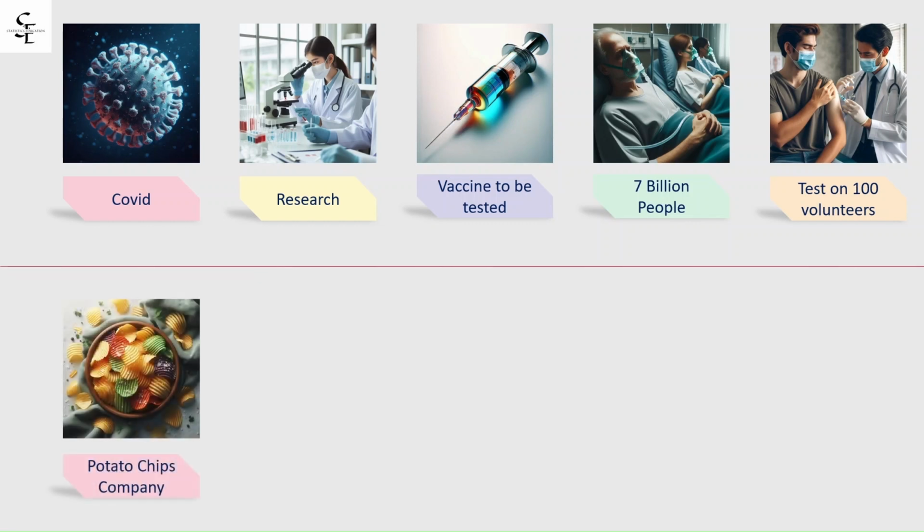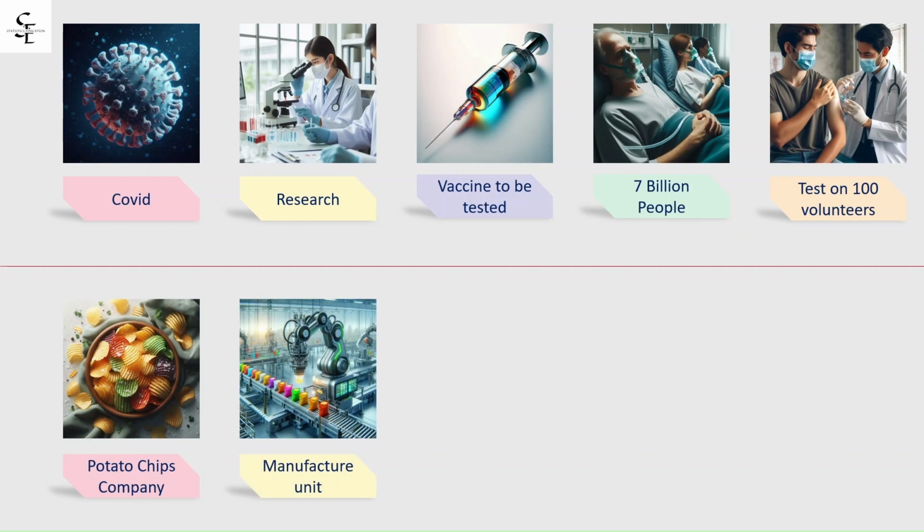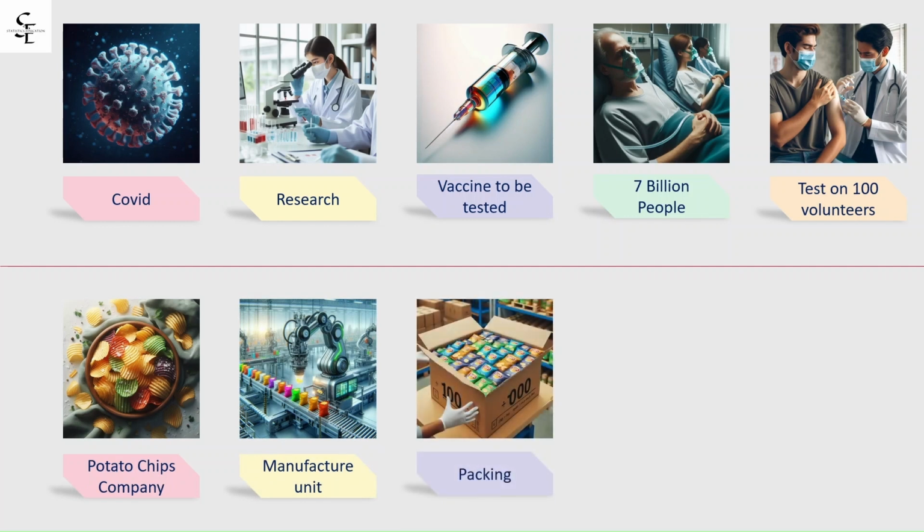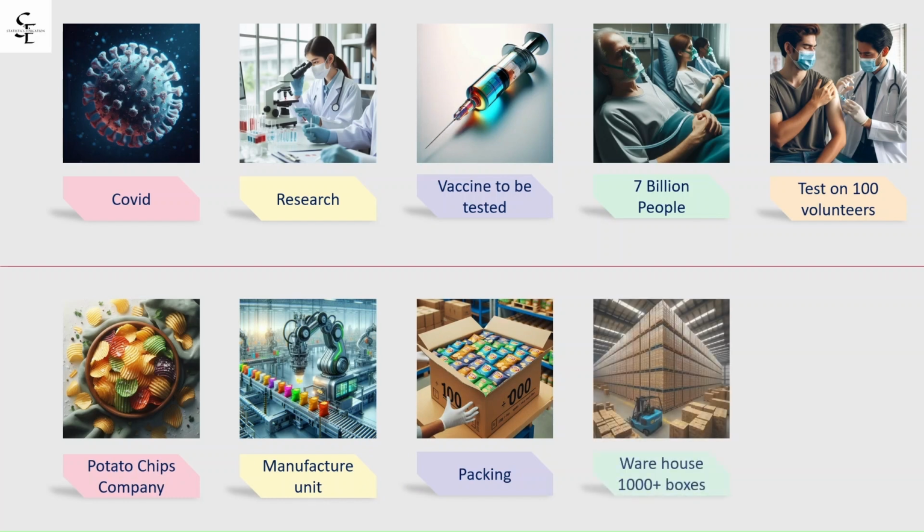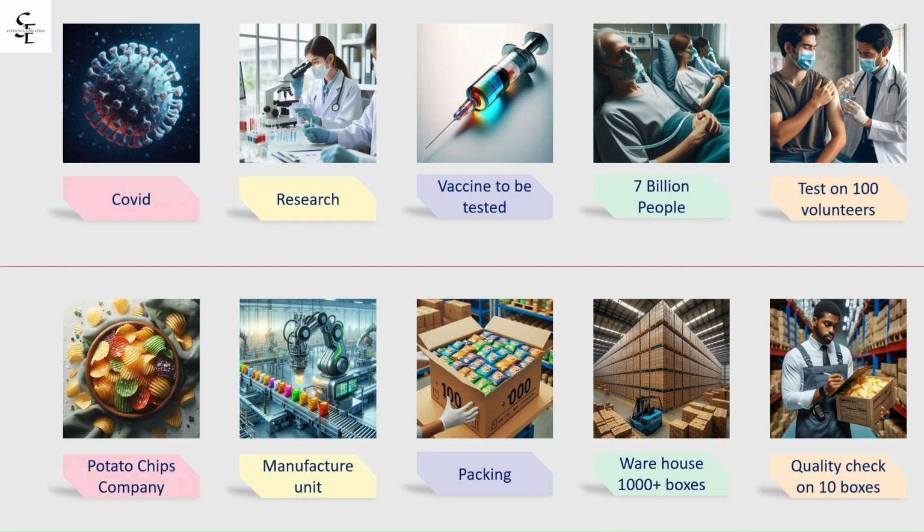A potato chips making company manufactures 1 lakh plus units every month. These packets are packed into boxes and then shifted to a warehouse for the quality check. Now for the quality check, the company cannot open all the packets, thus a few packets are opened randomly to test the quality. These examples practically demonstrate the use of population and sample. Now the process of selecting samples is known as sampling, which we will learn later on.